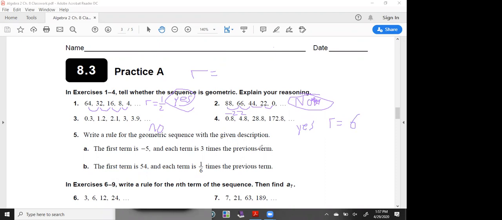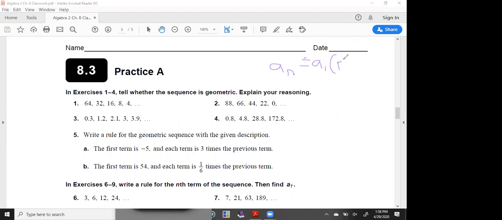Now, just like with arithmetic sequences, we have a formula for geometrics. Let me clear all this out. I'm going to write it out here, but I have it on my paper as well. It says that a sub n is equal to a sub 1 times r to the n minus 1. Again, a sub 1 is just the first term. r is what you keep multiplying by.